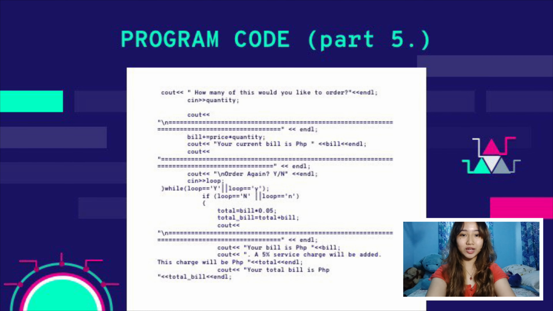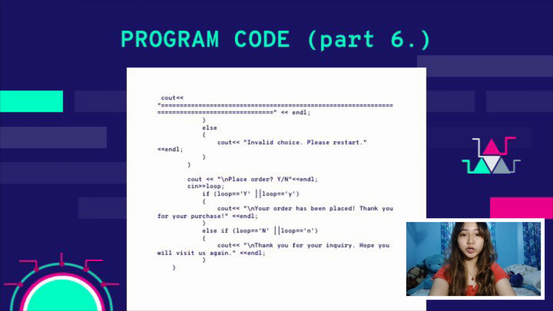After selecting products, the bill will be displayed together with the service charge of 5%. We also use while loop on this part for asking the customer if he or she wants to order again. Moreover, we set a code for invalid choices that will display invalid choice, please restart.